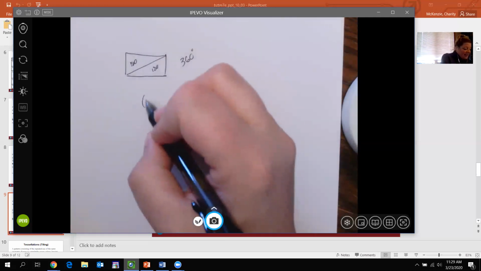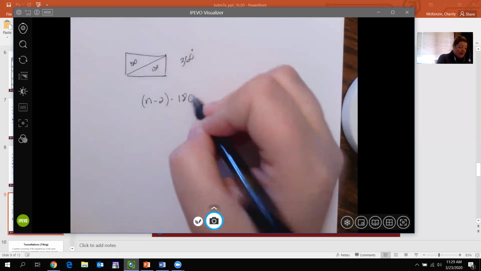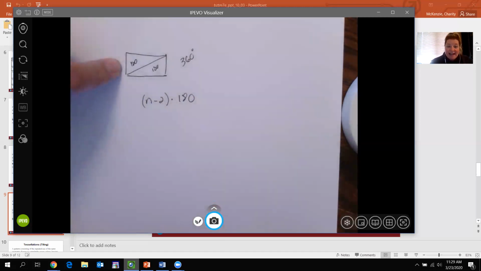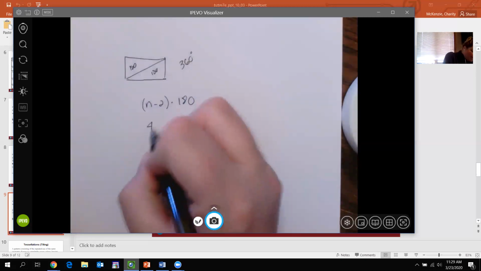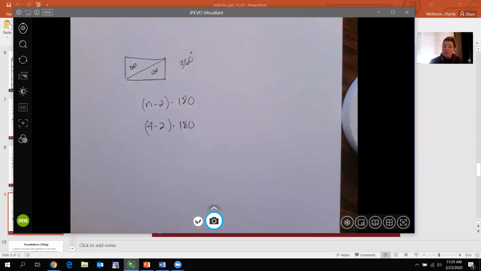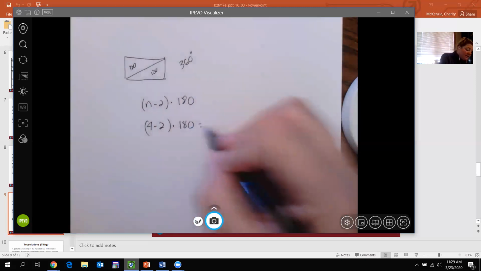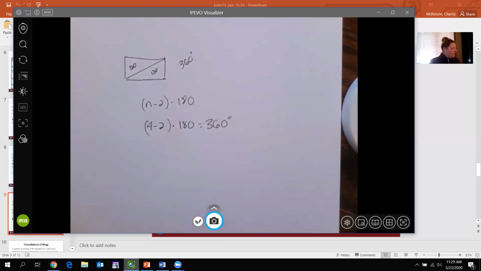So again, it's n, the number of sides, minus 2, times 180. This has 4 sides minus 2, so this would be 4 minus 2 times 180. That's 2 times 180, which we know is 360. So this formula is very important for figuring out the angles of a polygon.